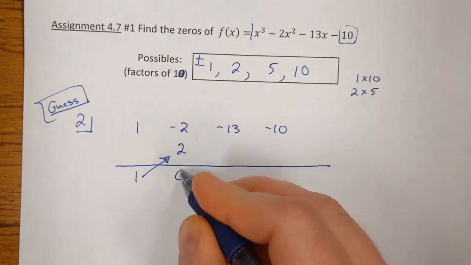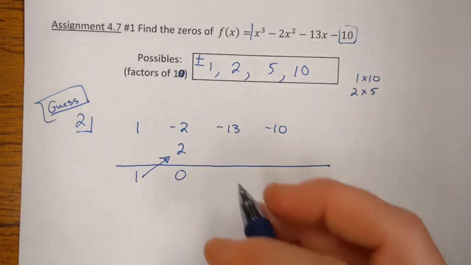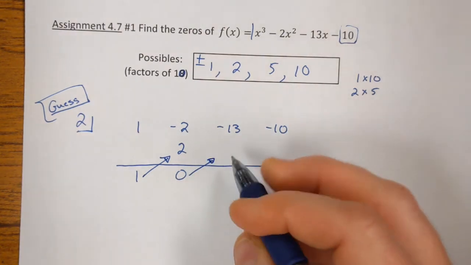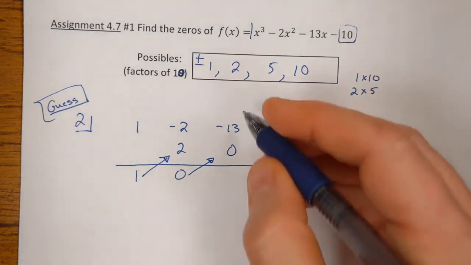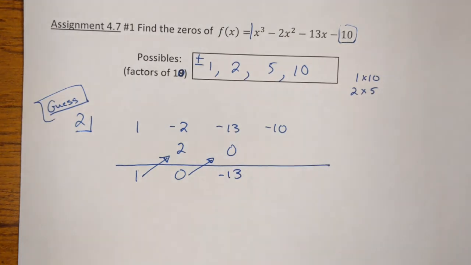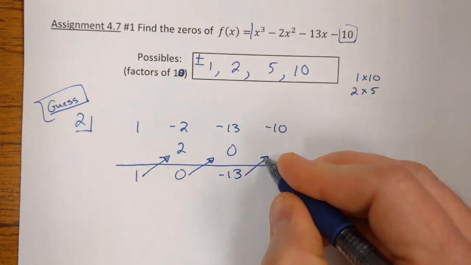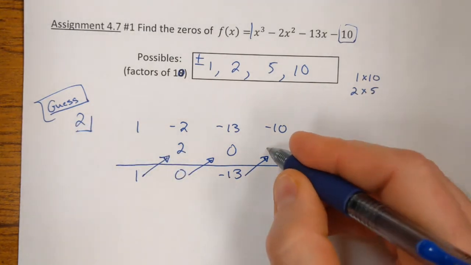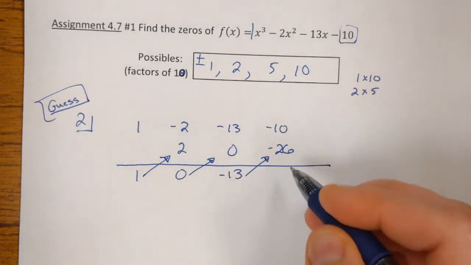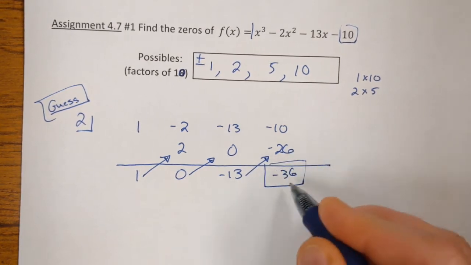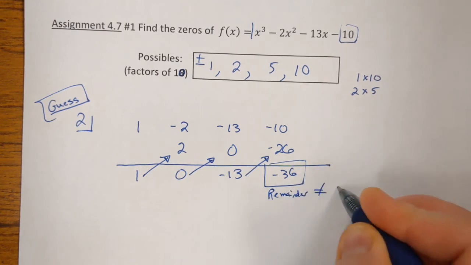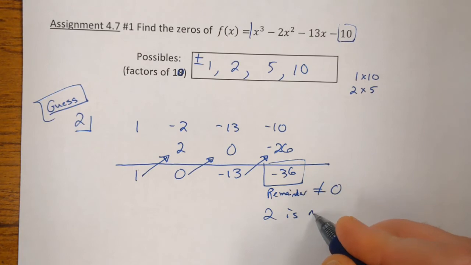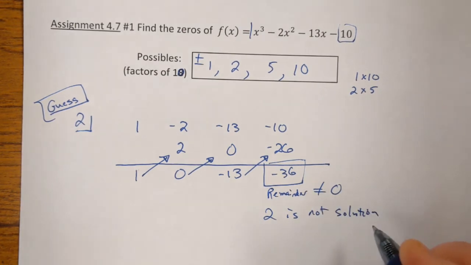Now when I add this column together, it comes out to 0. Negative 2 plus 2 adds up to 0. Along this diagonal, I'm going to take 0 times my guess, 0 times 2, and get a 0. Add up my column, negative 13. And then lastly, on this diagonal, I'm going to take negative 13 times 2 is negative 26. Add up my final column. This answer is called my remainder. Now here, since my remainder did not equal 0, 2 is not a solution. I can, in essence, cross 2 off my list.